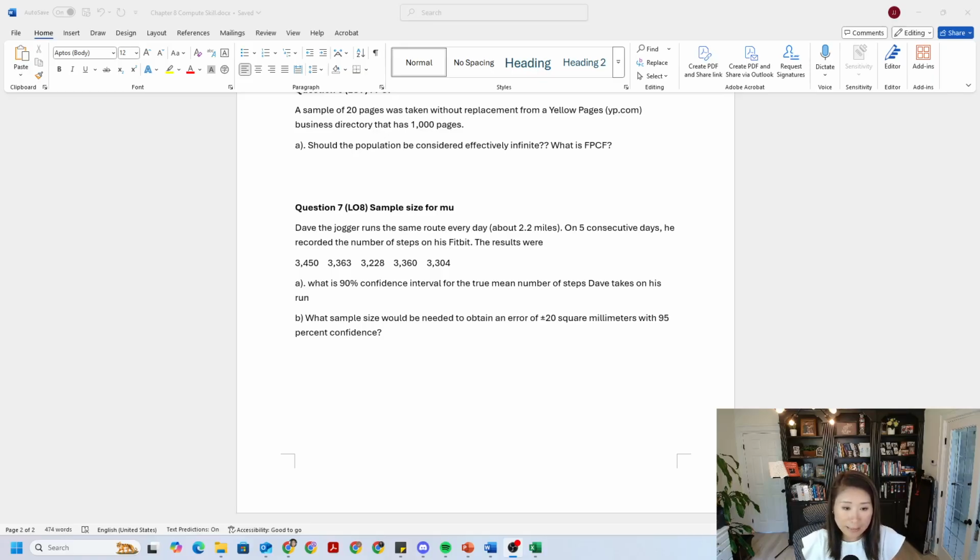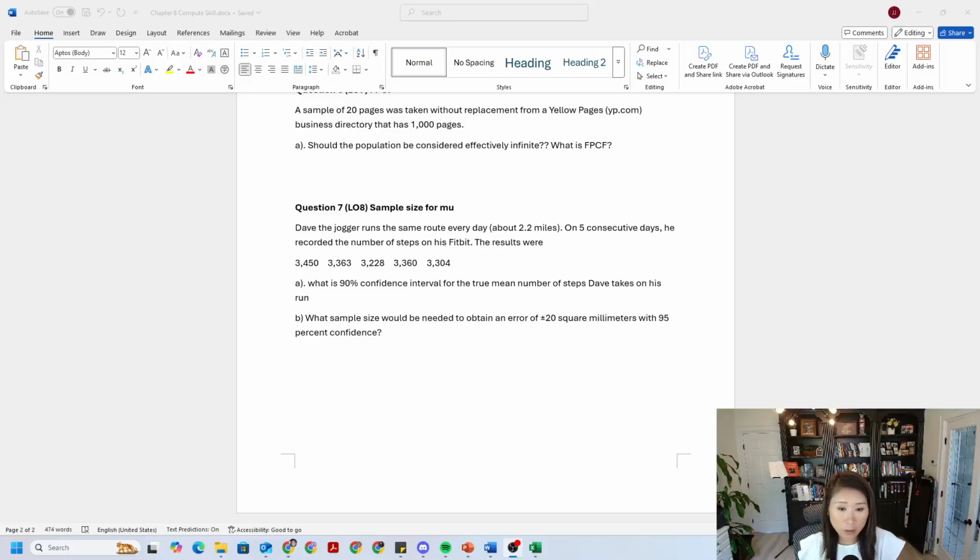Okay, so Dave, the jogger, ran the same route every day, about 2.2 miles, on 5 consecutive days. He recorded the number of steps on his Fitbit, and the results were the following: 3450, 3363, etc. And so the question: what is the 90% confidence interval for the true mean number of steps Dave takes on his run? This question is about the mean. It's not about proportion. So it is relevant to what we learned from part 1 of chapter 8.